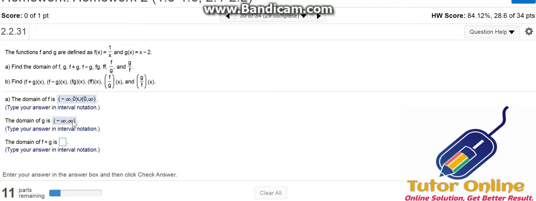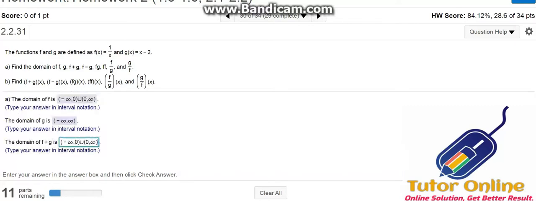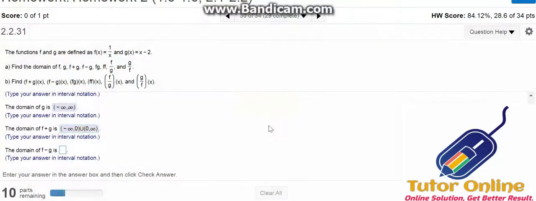So now the domain of f plus g. First we have to add f and g. After that we have to find its domain. After adding 1 over x plus x minus 2, there will be x in the denominator after taking the LCM. So minus infinity to 0, 0 will not be included, union 0 to plus infinity. So yeah, that's excellent.